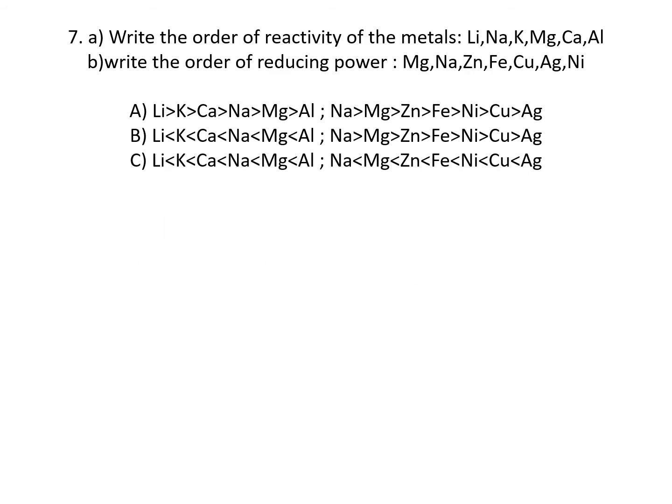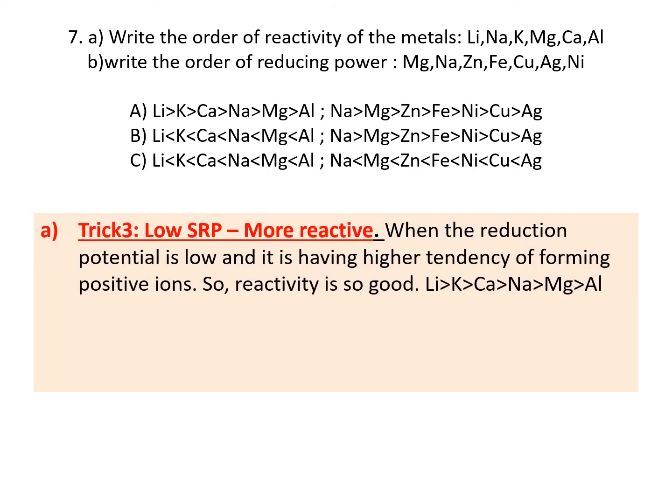The next one, write the order of reactivity of the metals. Metals are given and they asked for the order of reactivity. What is the trick? As I said, if it is a low reduction potential, it easily undergoes oxidation to form a positive charge. So low standard reduction potential means more reactive. When the reduction potential is low, it has a higher tendency of forming a positive ion, an electropositive ion. So the reactivity is also good. In this case, lithium is more, and then potassium, and then calcium, and then magnesium, sodium, and aluminum. So accordingly, we need to order it.